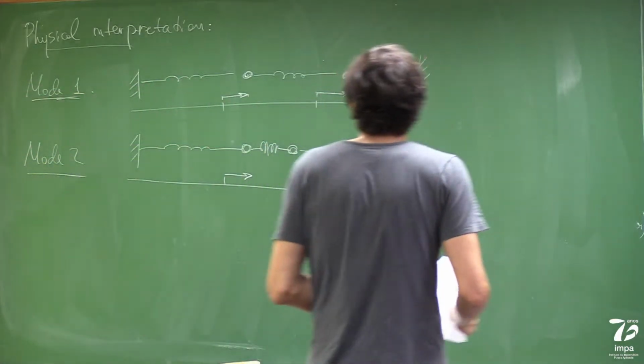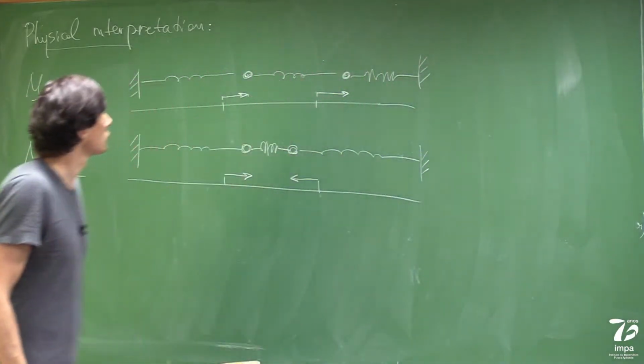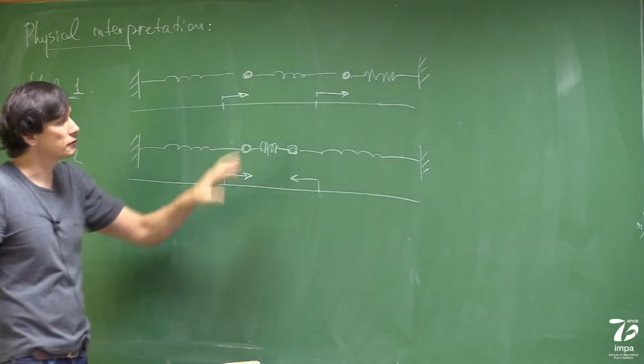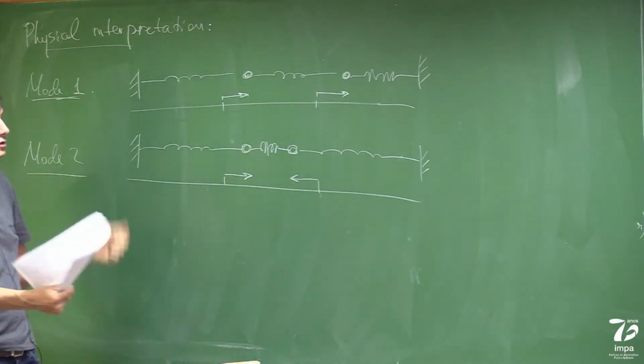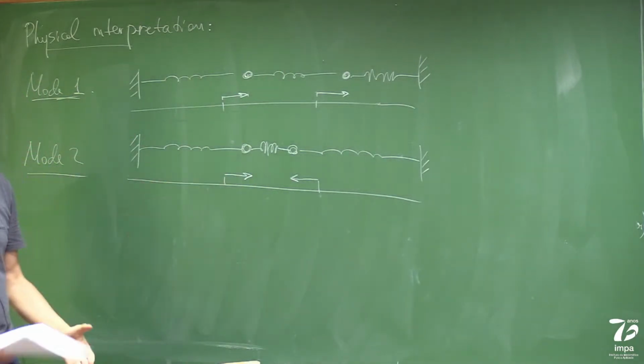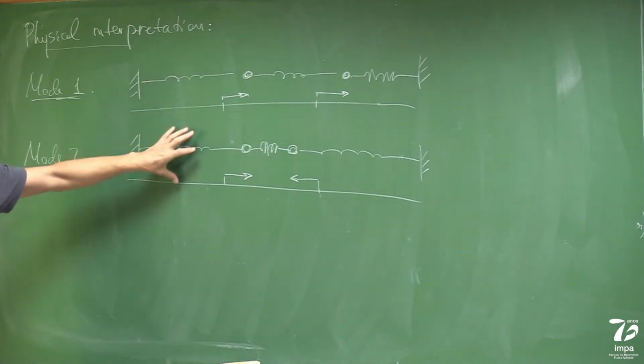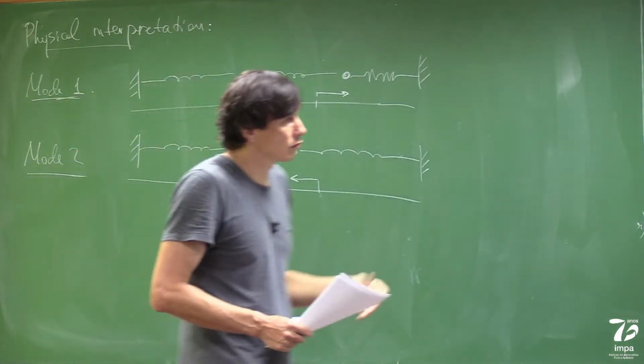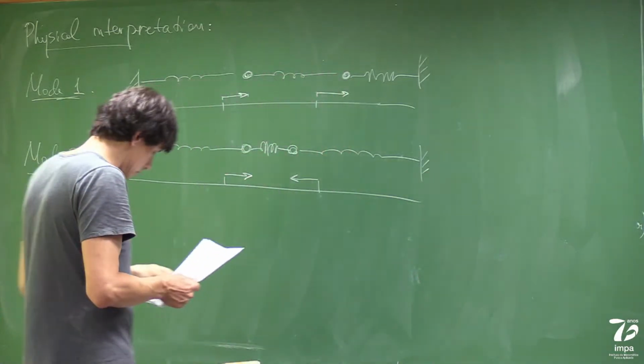And the general solution is this sum of the two. If you start with this initial condition, you will just see this mode. If you start with this initial condition, you will just see the second mode. But if you start with arbitrary initial conditions, it will be a sum of the two modes. Okay, so that's our solution.